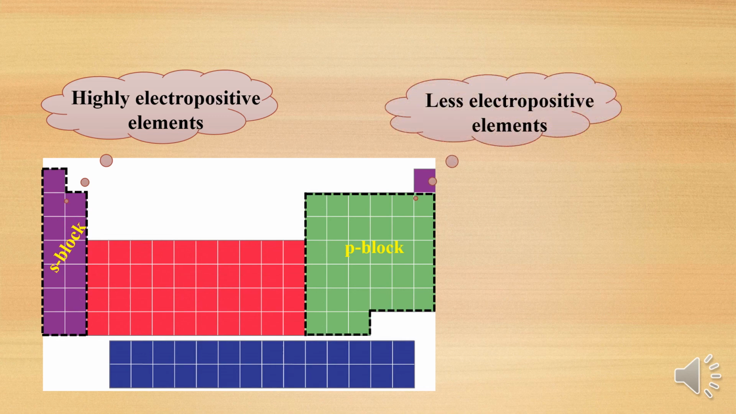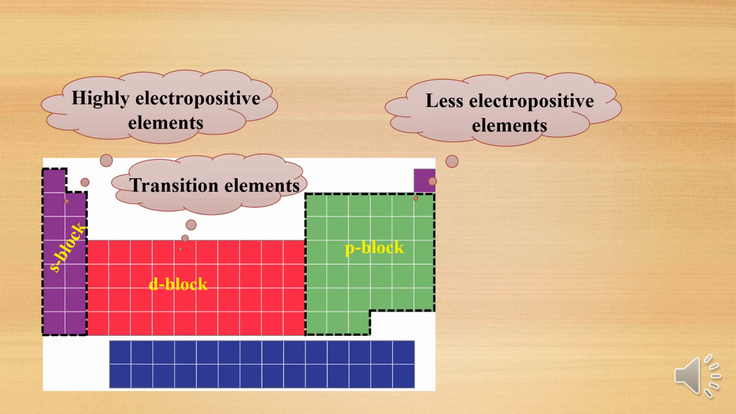On the right side of the periodic table there are p block elements. These are less electropositive elements. In group 17 the halogens are more electronegative elements. P block elements have more electronegativity but less electropositivity, so high electropositivity is for s block elements.